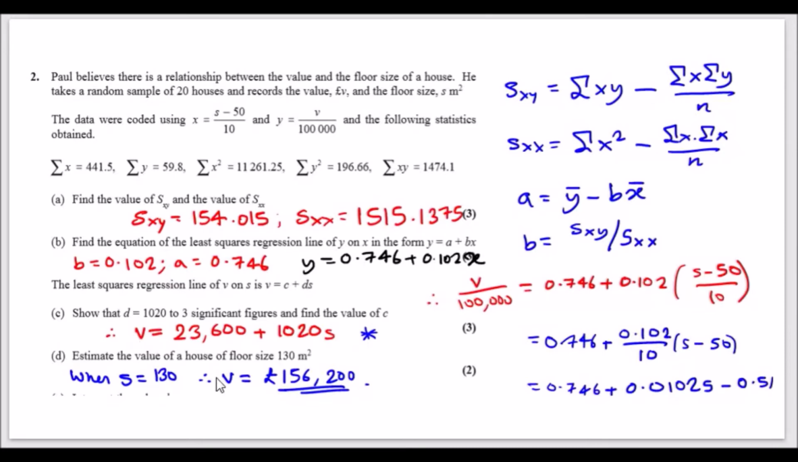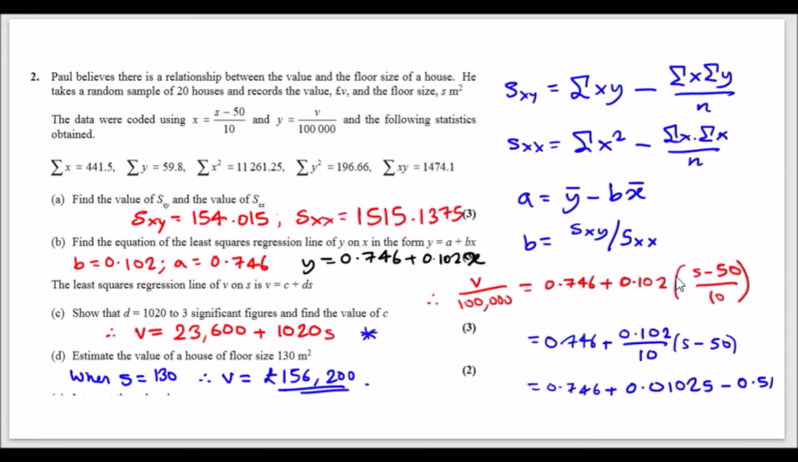Now let's look at the next two. So it states here that the least squares regression line of v on s, so again this is kind of a play on the previous equation and the coding, is v equals c plus ds. Now show that d equals 1020 to 3 significant figures and find the value c. This is easy. All you have to do is just realize that we're using our original y equation, and we're just substituting the value for y given in the coded part as v over 100,000. So replace y with v over 100,000 and replace x with (s minus 50) over 10 from the top.